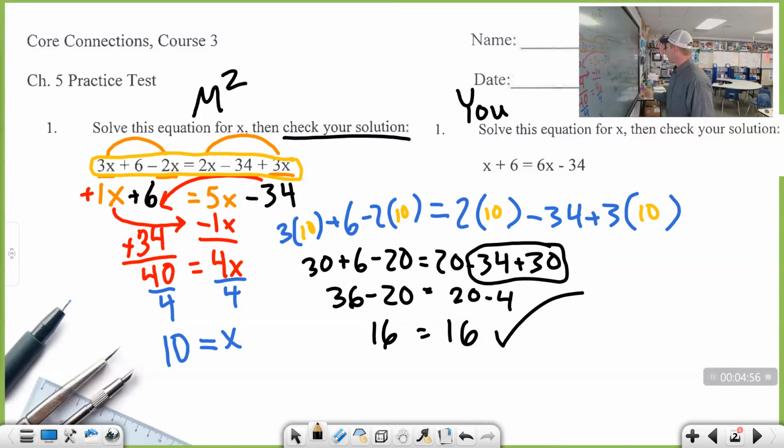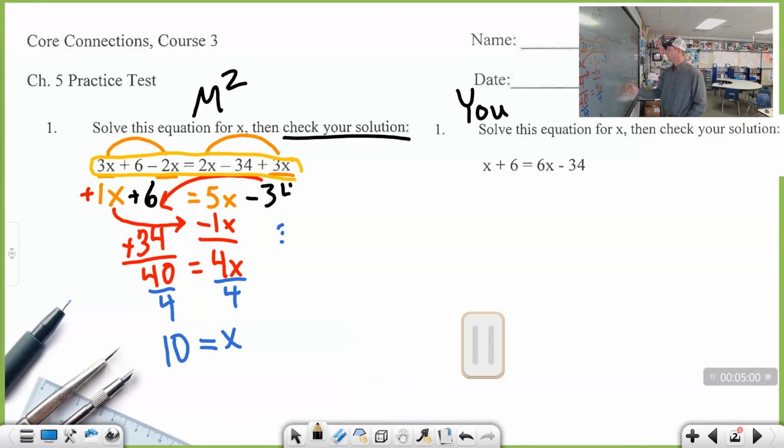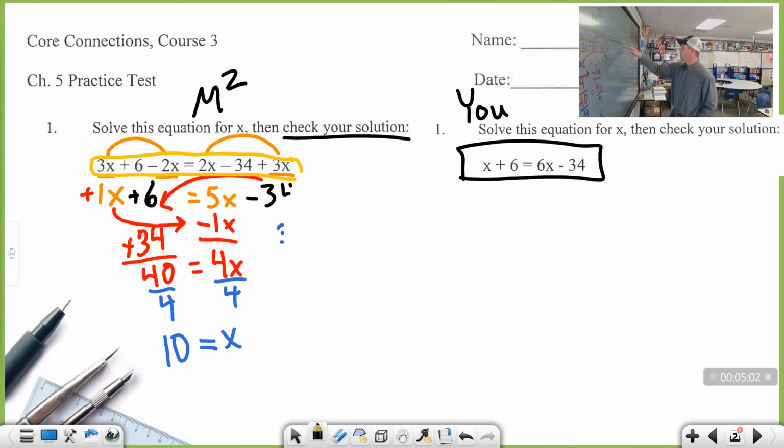That's me doing the work. What you need to do now is you need to go back through and solve that equation. If you need to see the steps one more time, rewind it and watch it again.